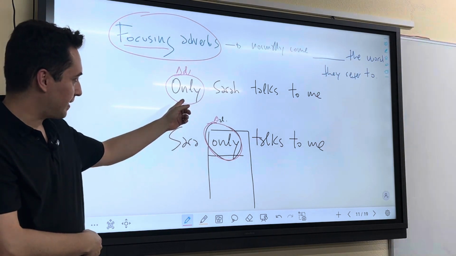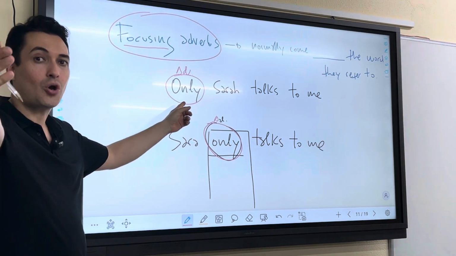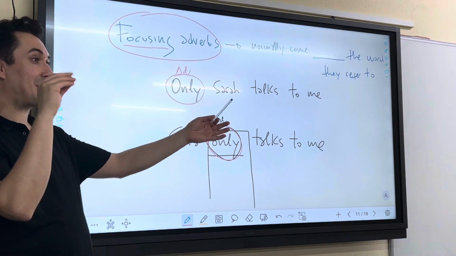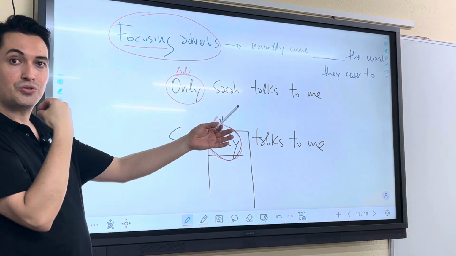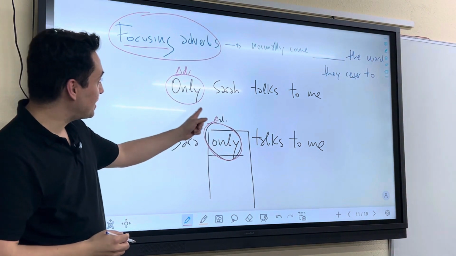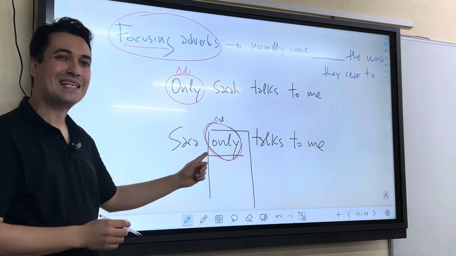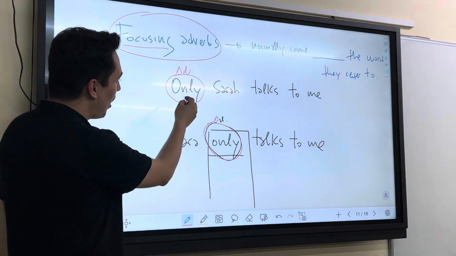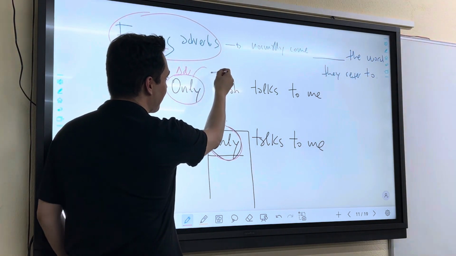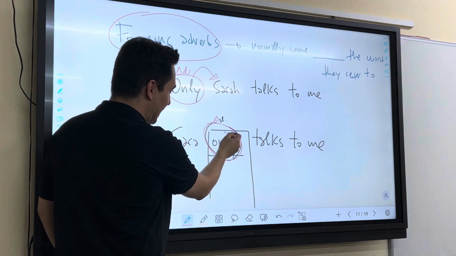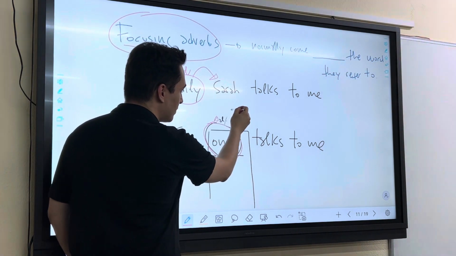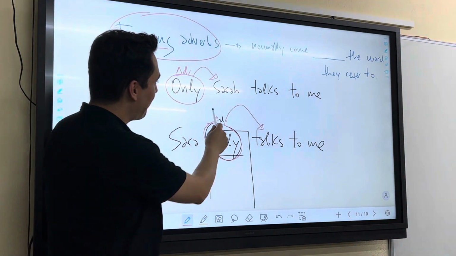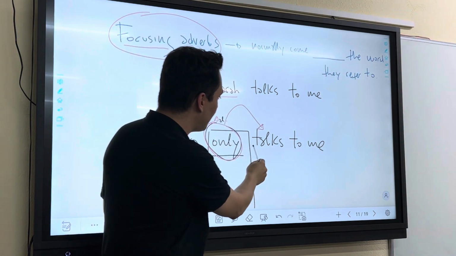Only Sarah talks to me. Like, there are a lot of people there, and nobody talks to me. Only Sarah. Sarah only talks to me. For example, there are a lot of people there, but Sarah doesn't talk to any of them. She only talks to me. So the difference: if you change the position of a focusing adverb, it makes a change in meaning. And only, what word is it affecting? Grammatically speaking, here only is affecting Sarah, and here only is affecting talks.